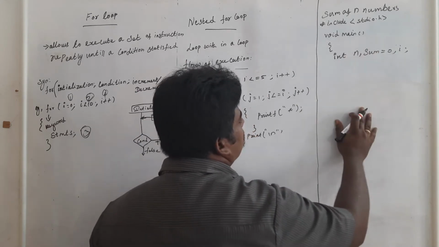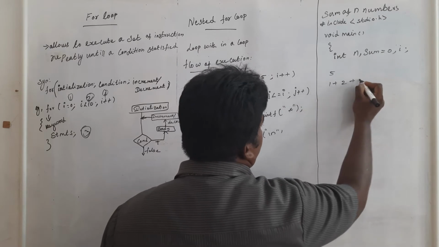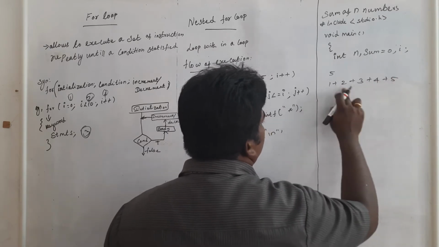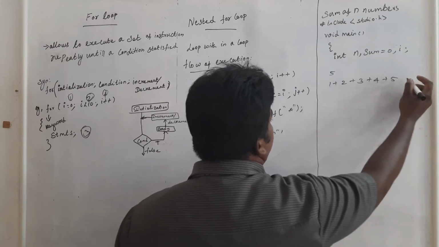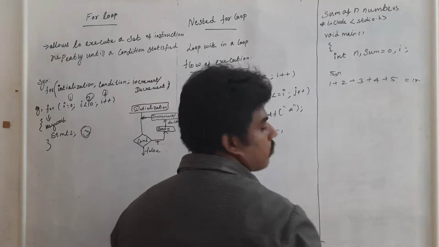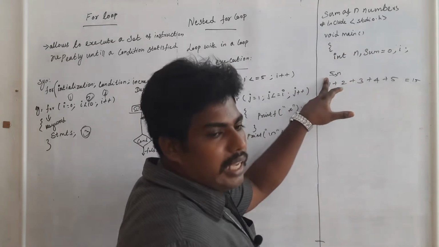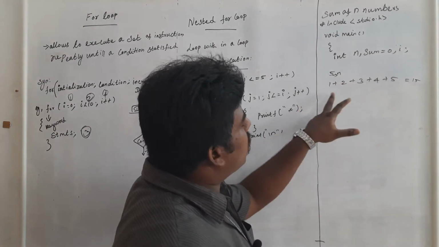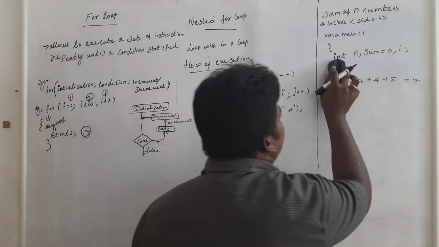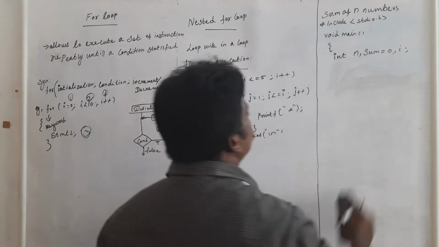What is the sum of n numbers? For example, if n is 5, it means 1 plus 2 plus 3 plus 4 plus 5. This is the sum of 5 numbers: 3, 6, 10, 15, right? So this is the n value here. All of you got it? For the sum of n numbers, first you have to get the n value, and you have to add the values before n. This is the program I am going to do.